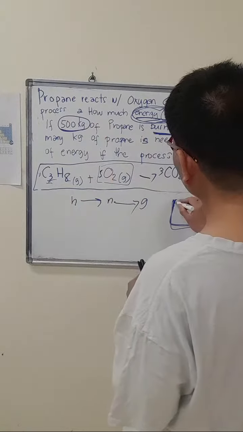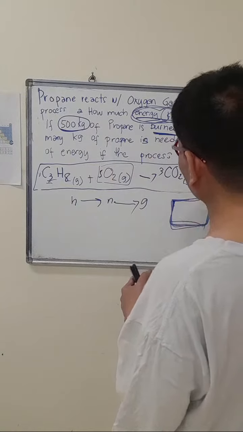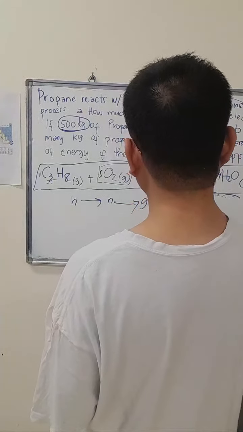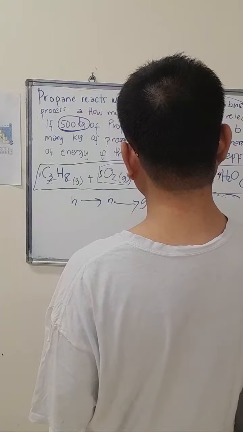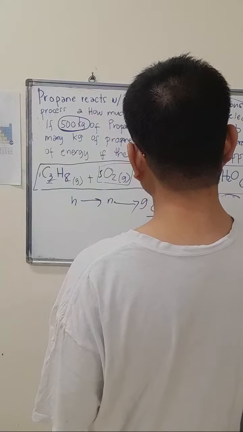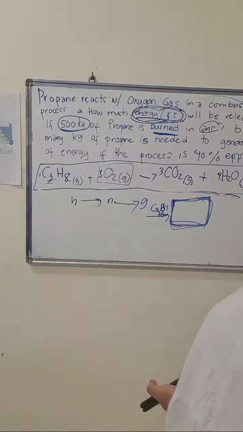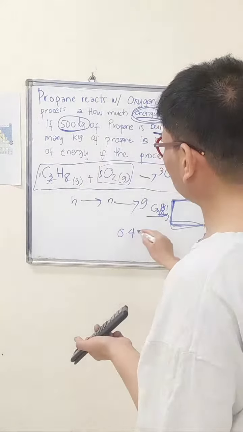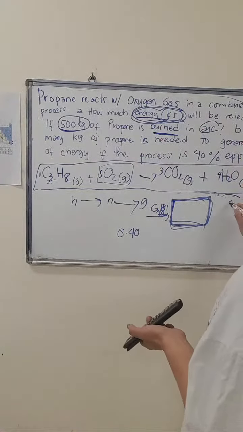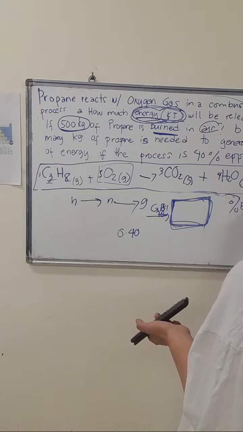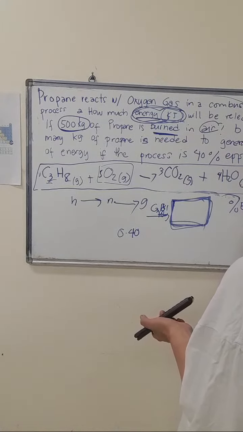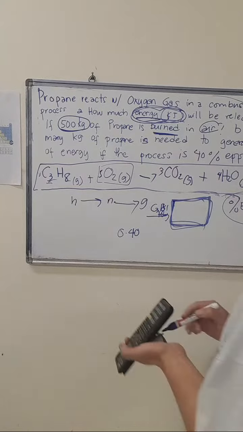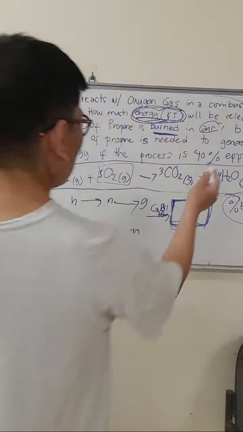So this is a rectangular tank. Now in a rectangular tank, your feed will be the propane and the oxygen gas, air. Like that. And now, the process is 40% efficient. So meaning to say, 0.40. Now, percentage efficiency is equal to work output over work input, or actual yield over theoretical yield. It's just the same, guys. So in here, we have 40% efficient, no problem.